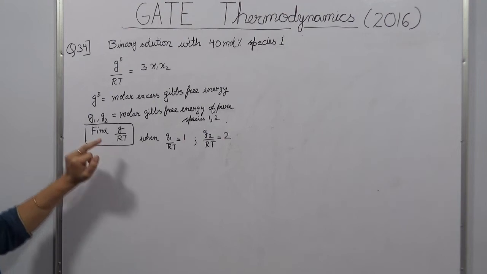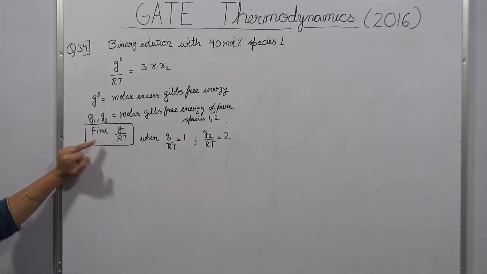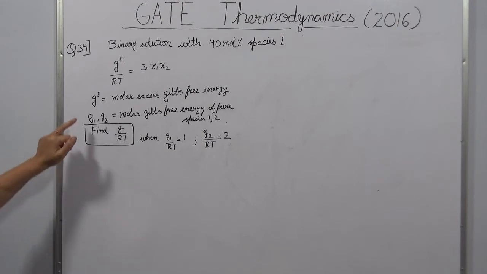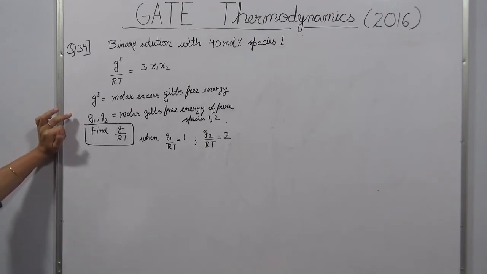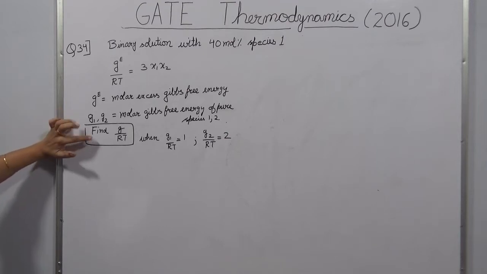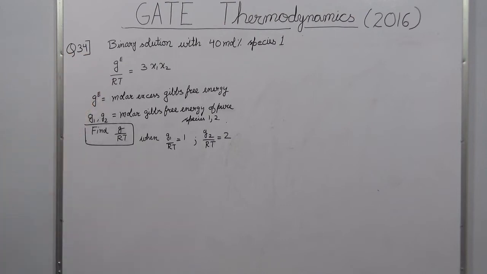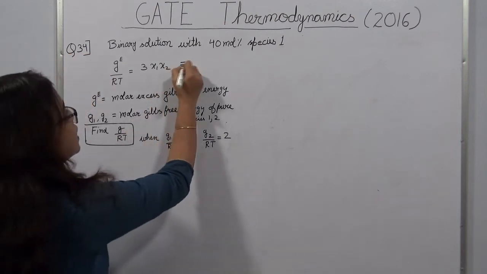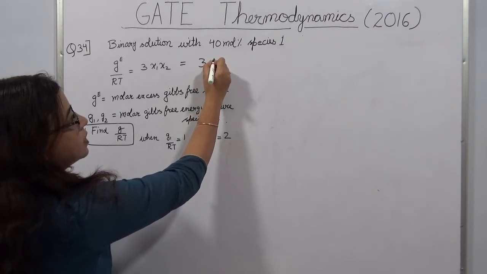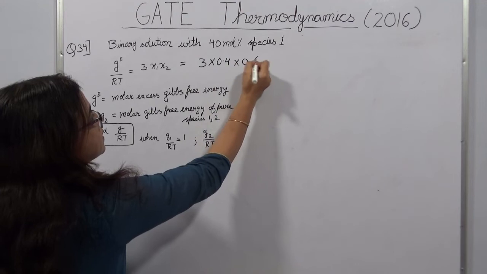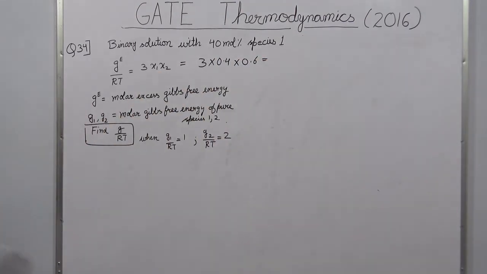With this information you have to calculate your G by RT, and G is basically the Gibbs free energy of the mixture at same temperature. Let's first see how you are going to calculate this. So you have been given GE by RT. Since I know what x1 and x2 are, I can quickly calculate this value. So it will be 3 into 0.4 into 0.6. So the value which comes out is 0.72.